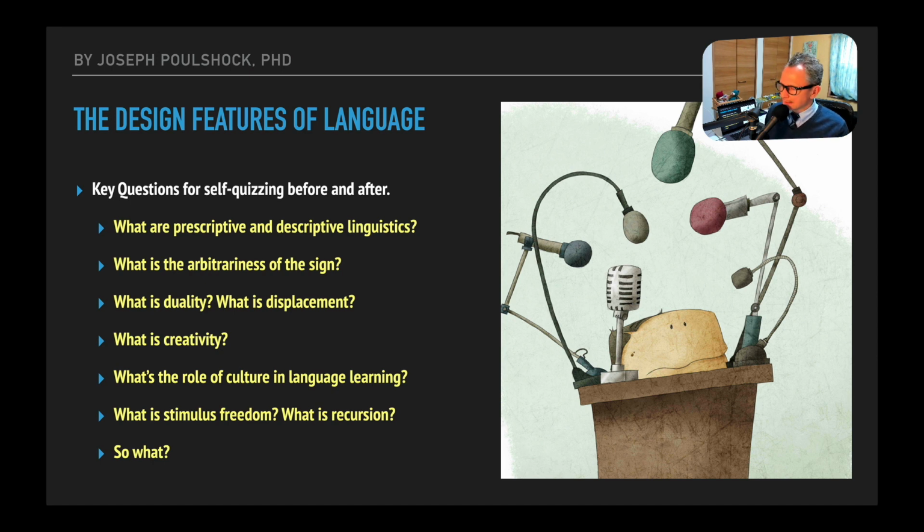So the key questions are: what is prescriptive and descriptive linguistics? What is the arbitrariness of the sign? What is duality? What is displacement? What is this idea of creativity? It's a special or technical idea of creativity. And what is the role of culture in language learning? What is stimulus freedom? And what is recursion? And lastly, so what? Why is this stuff interesting or important?